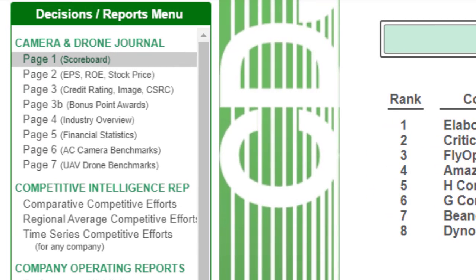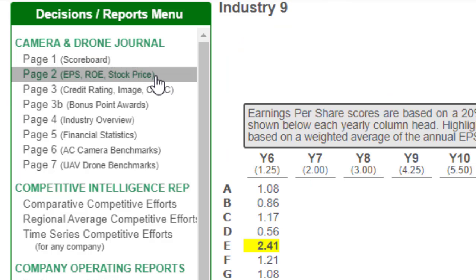So if you look to the left-hand side of the screen, under camera and drone journal, you're going to see page 1, which is scoreboard, which we just reviewed. Page 2 is the earnings per share, return on equity, and stock price. Now, I'm not going to go over it one by one. You can obviously look at this information.